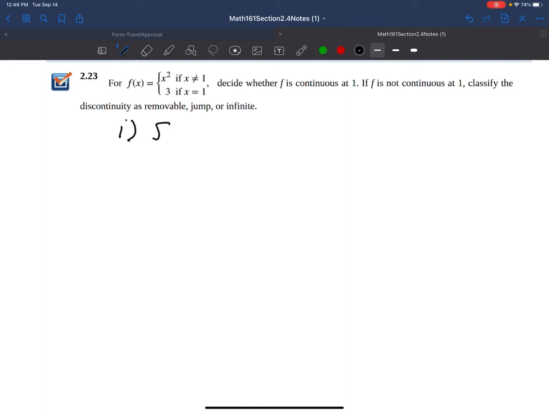Let's first evaluate the function at 1. Well, it does have a value right here. It tells us it does, 3. So criteria 1 is met.